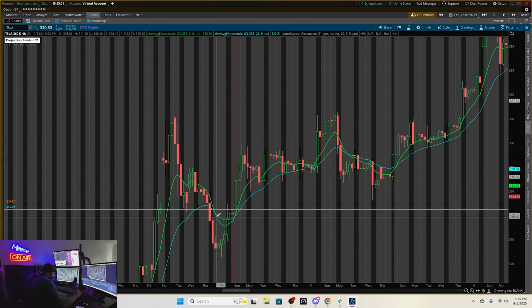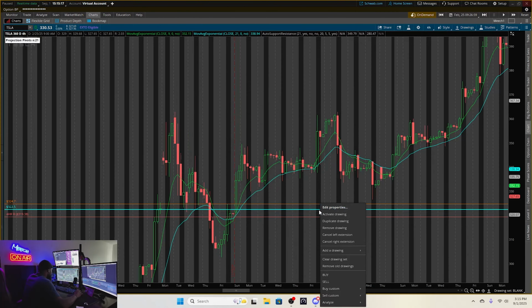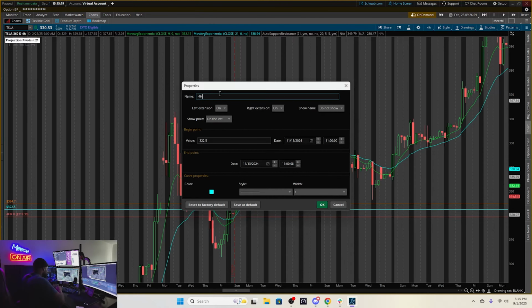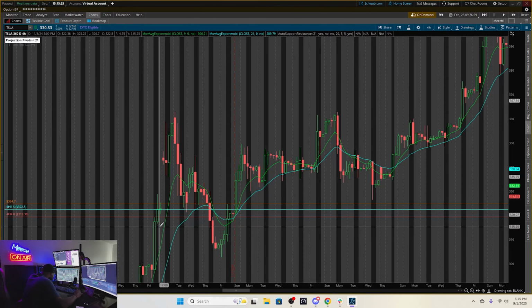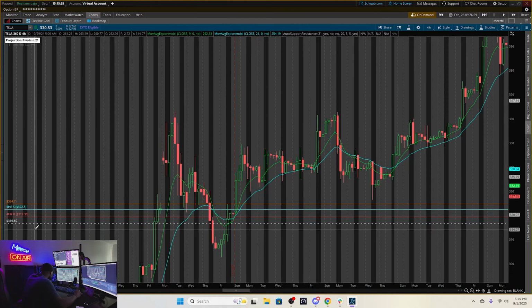Next, I have a resistance at 319.38, lines up with a double top. And what I like to do also is I like to label them. You don't have to, but just to go back and look at my trades and what the level was at the moment, I do so. Then we have another support right here that lines up with this support here at 316.49. Let me see. 316.69. I'll do 316.69.